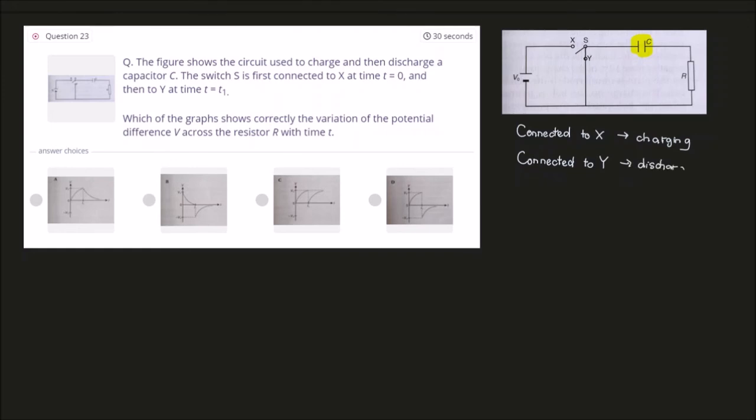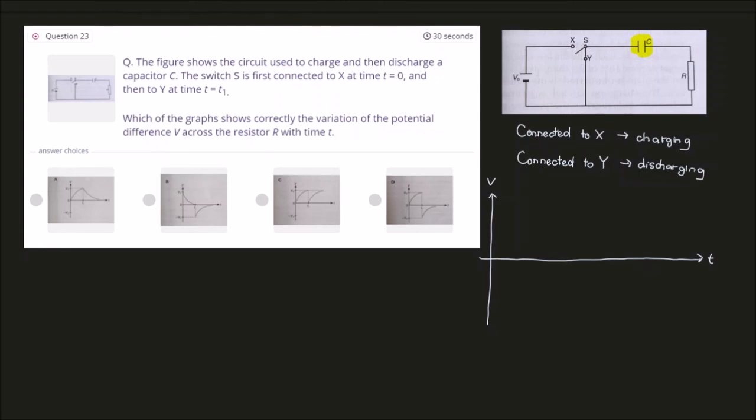Okay, so if you look at the question, which of the graphs show correctly the variation of potential difference V across the resistor with time t? They're asking for the potential difference across the resistor. Usually what we learn is the potential difference across the capacitor, but now they are asking for the potential difference across the resistor. But I still think it's within your capability to do so, so let's try to think how.